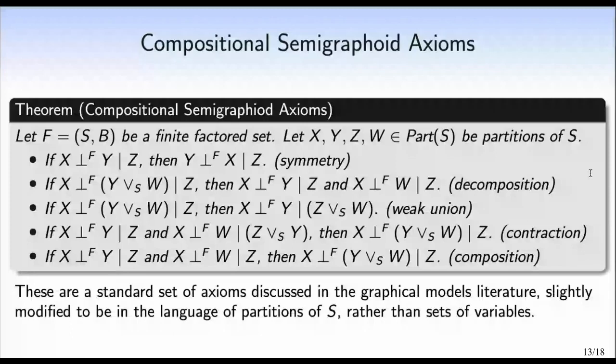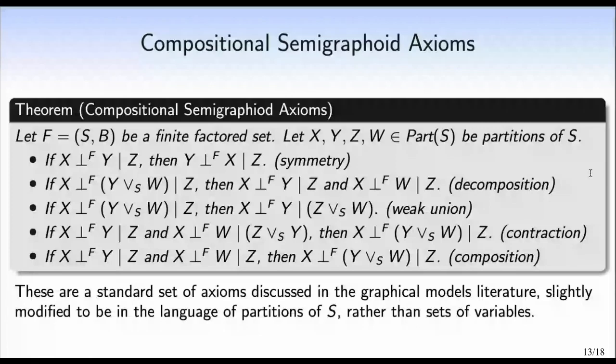Together, they say that if X is orthogonal, I'm going to leave off the Zs. Everything has a Z in the given part. X is orthogonal to Y and X is orthogonal to W, if and only if X is orthogonal to the common refinement of Y and W.